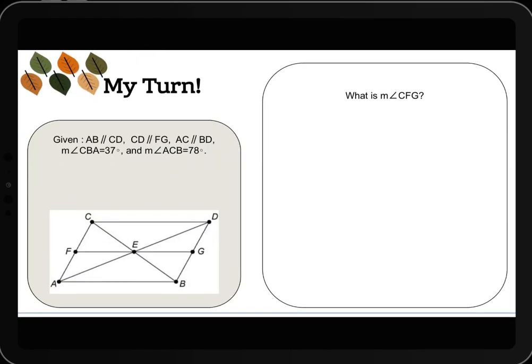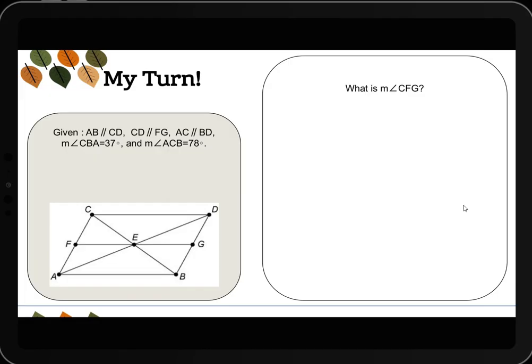So looking at this example here, we want to go ahead and prove or otherwise determine the measure of CFG. So labeling is extraordinarily important here. We have the segments AB is parallel to CD, CD parallel to FG, AC parallel to BD. So AB is parallel to CD, right? So we know that that's in fact true, and we also know that it's parallel to FG as well. So we are told what CBA actually is as an angle value.